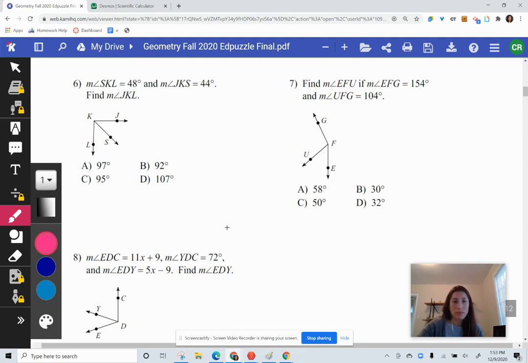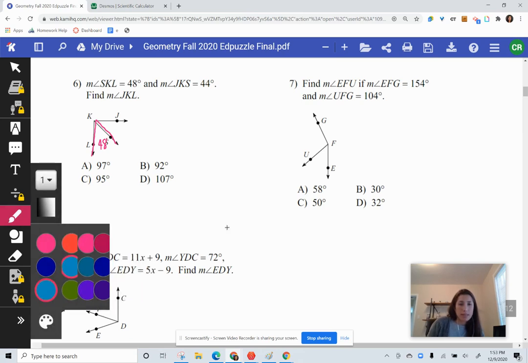Okay, now we're moving into some angle addition here. So we have SKL. I'm going to trace from S to K to L, and I'm going to place the number 48 there. Then we can trace from J to K to S. That's this part here, that's 44 degrees.